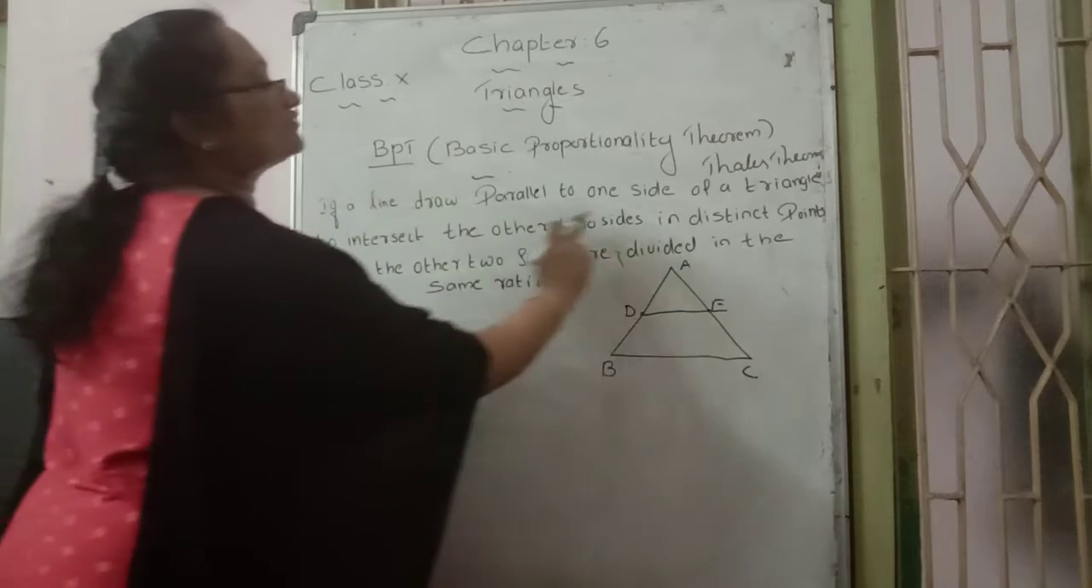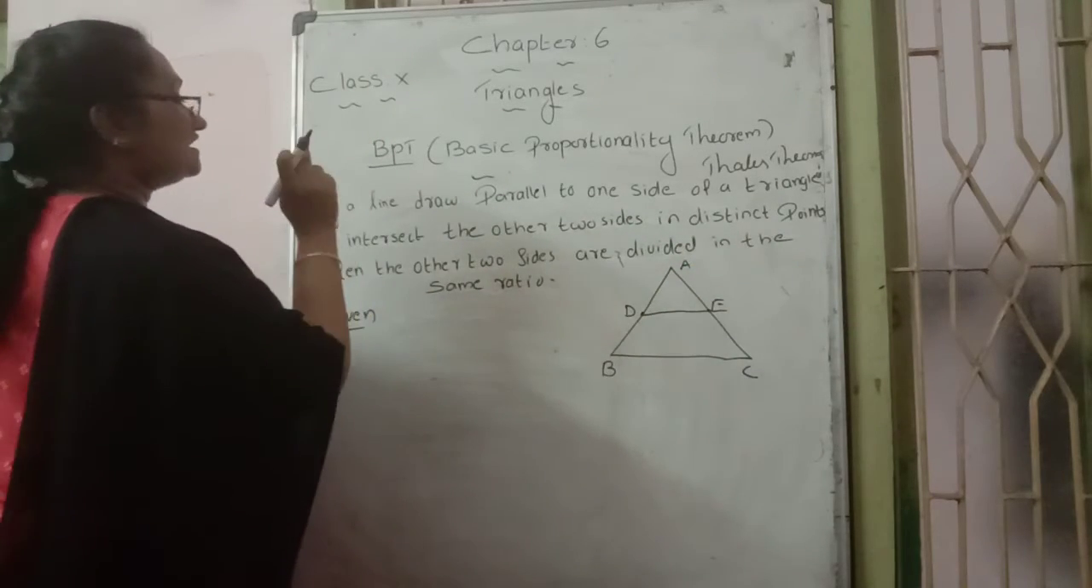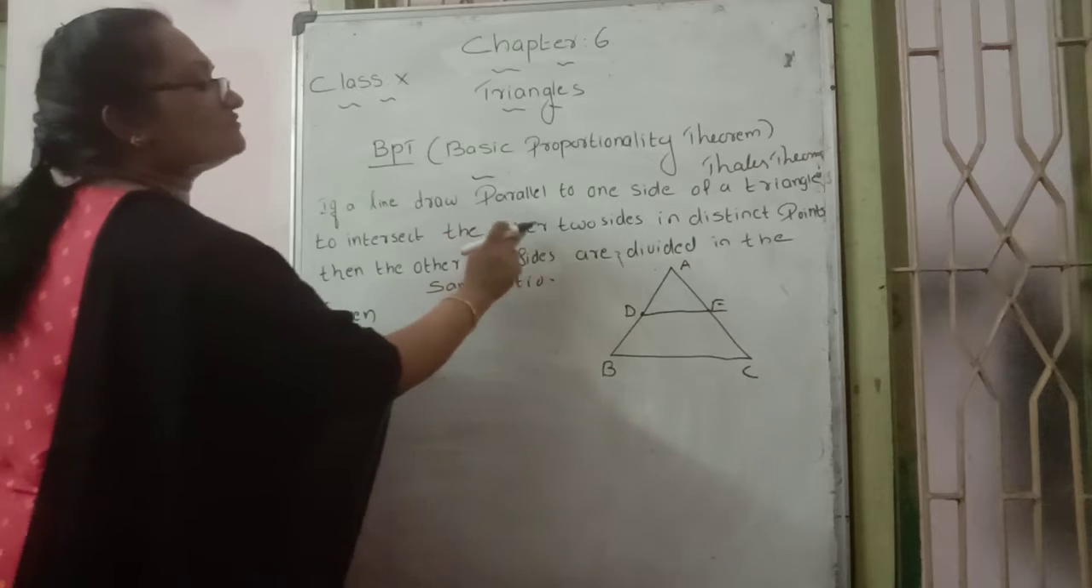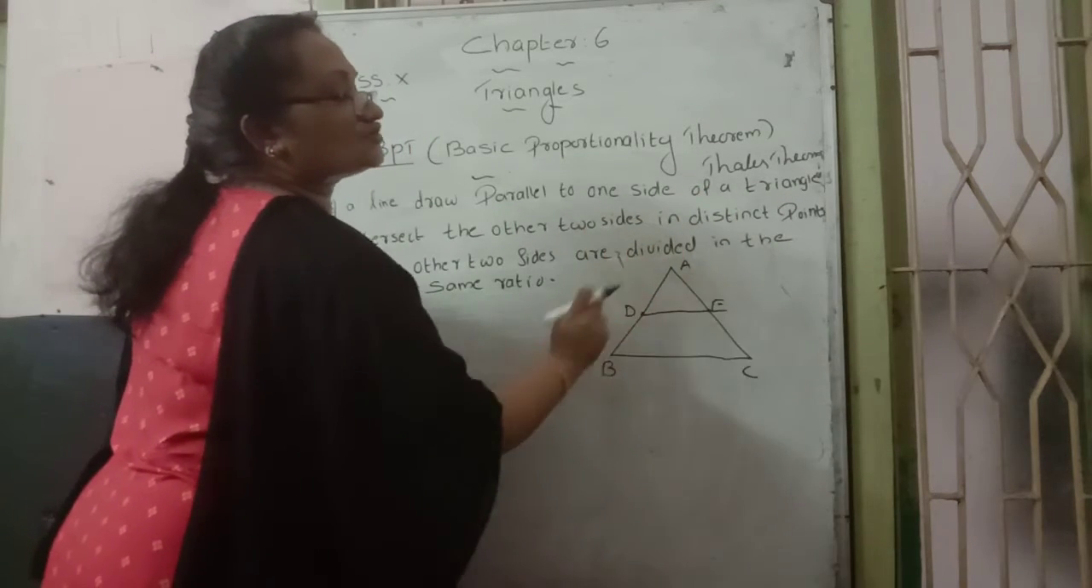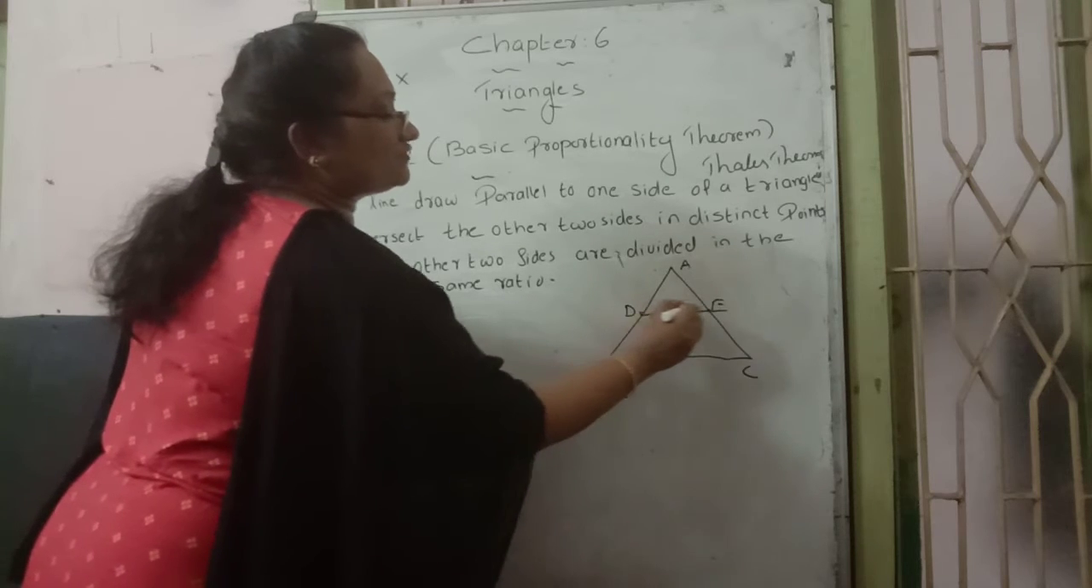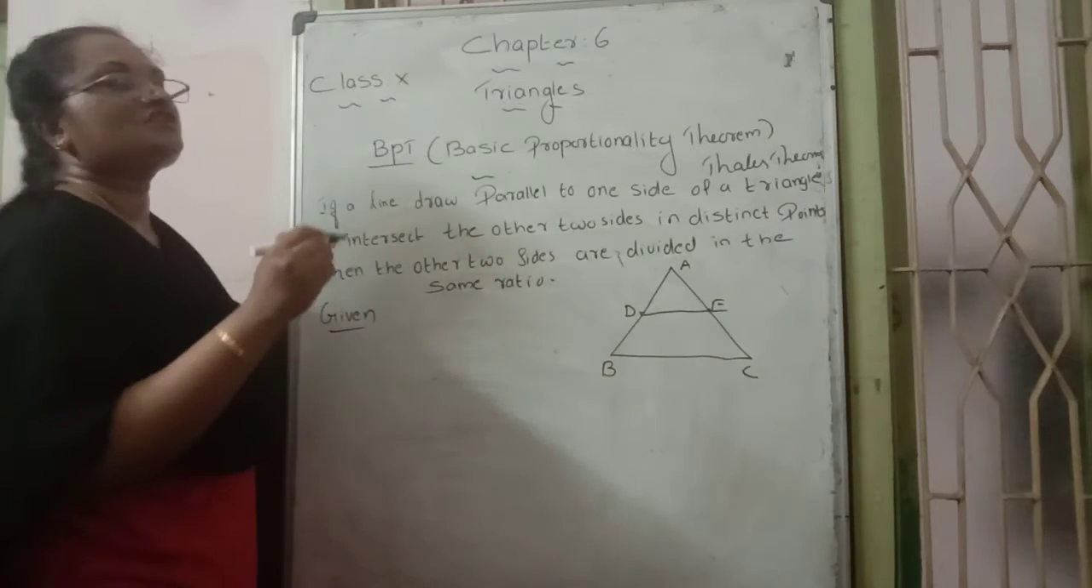That is the meaning of this second line. The second line intersects the other two sides in distinct points, and distinct means two different points. Which are those two different points? D point and E point.